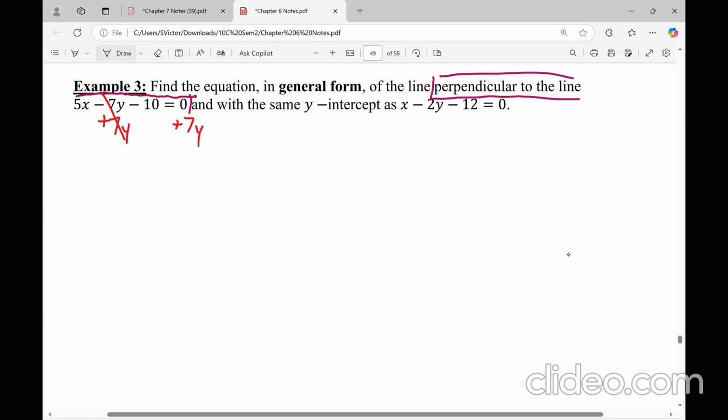And let's see what we have left over. I've got my 5x minus 10 still. And on the right, 0 plus 7y is just going to be 7y. Okay, and then remember, to get y by itself, this is 7y. To get rid of a coefficient, you have to divide by it. So we're going to divide by 7 on both sides.